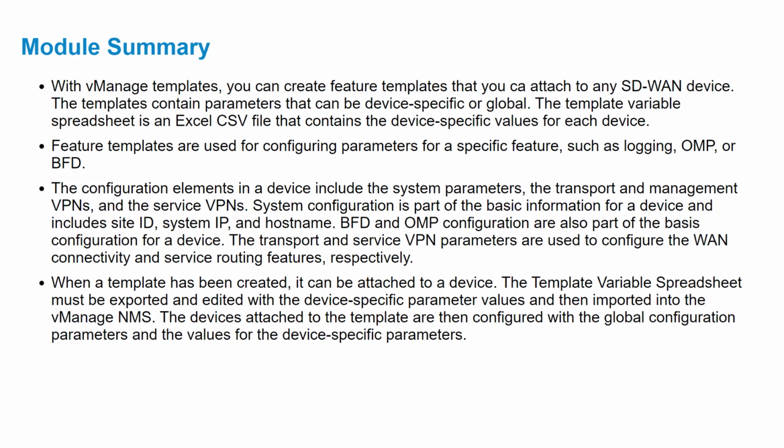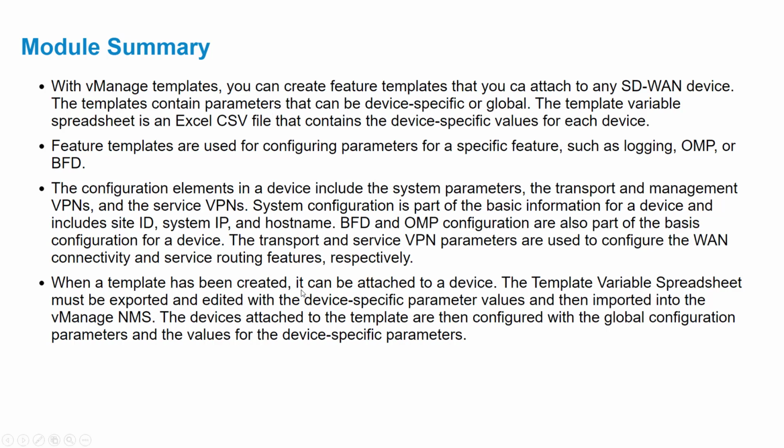The configuration elements in a device include things like the system parameters, the transport and management VPNs, and the service VPNs. We know that the system configuration is part of the basic information for the device, and that includes things like system ID, system IP, host name, etc.